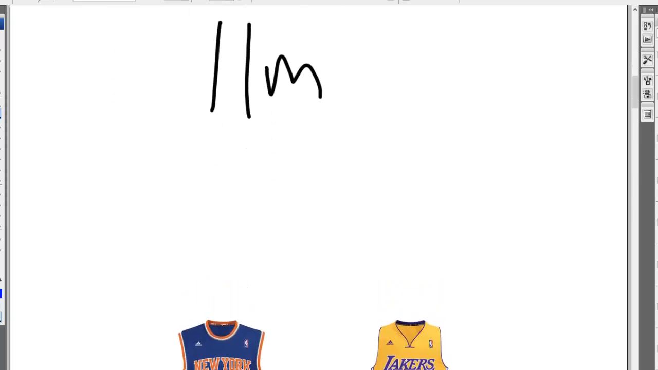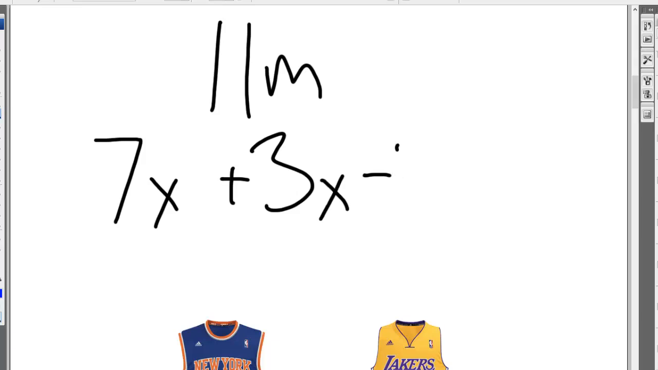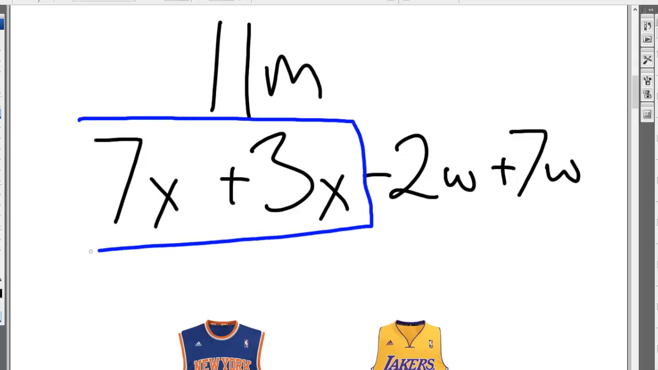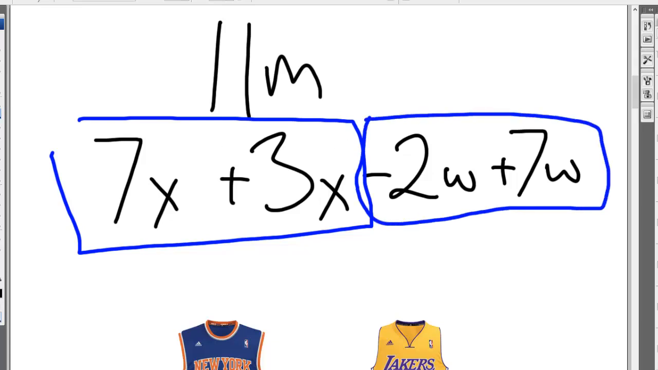If we're looking at another one, let's say 7x plus 3x minus 2w plus 7w, the answer is going to be, we're going to combine the x's, so I see 7x and 3x, and then we're going to be combining negative 2w and 7w. So 7x plus 3x is going to give us 10x. The variables stay the same, but the coefficients change. And here we have negative 2w plus 7w. The answer is going to be positive 5w, and this is our answer.